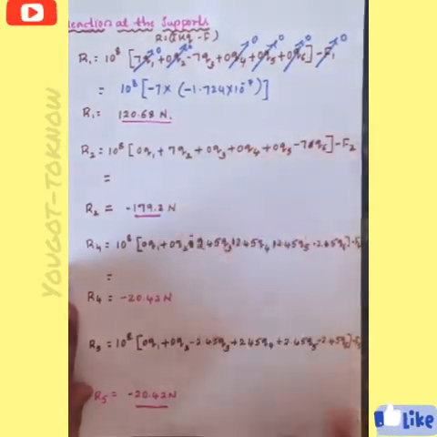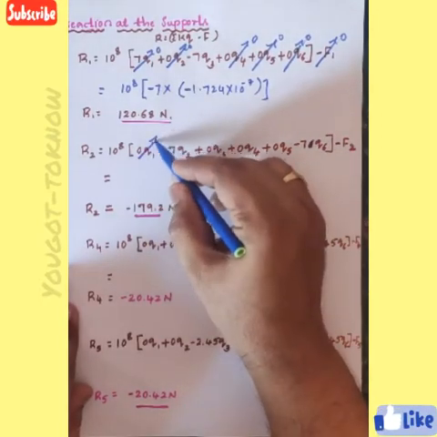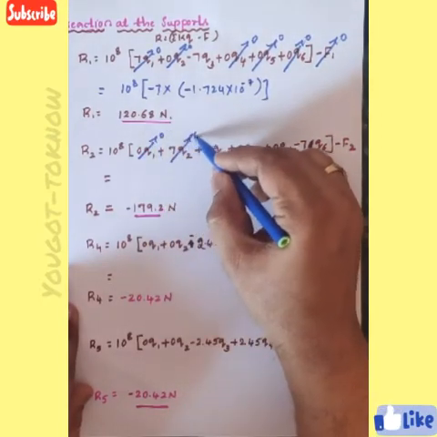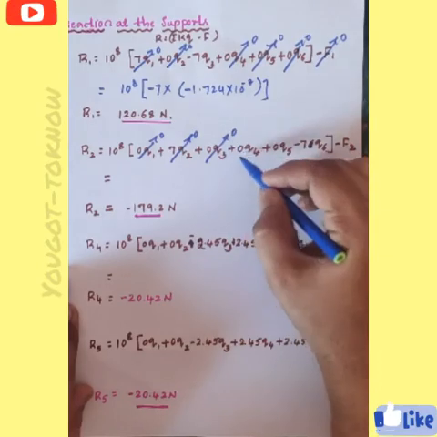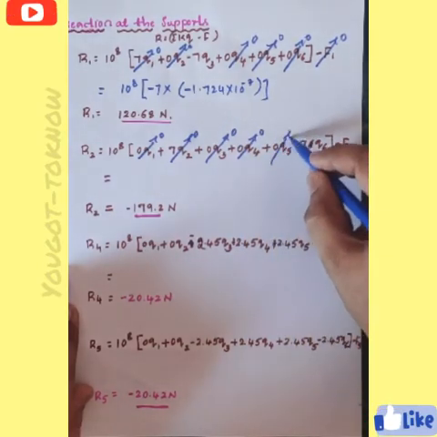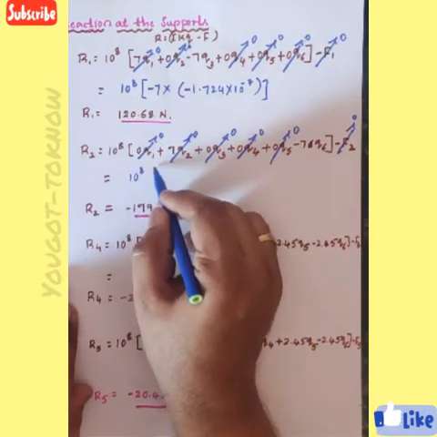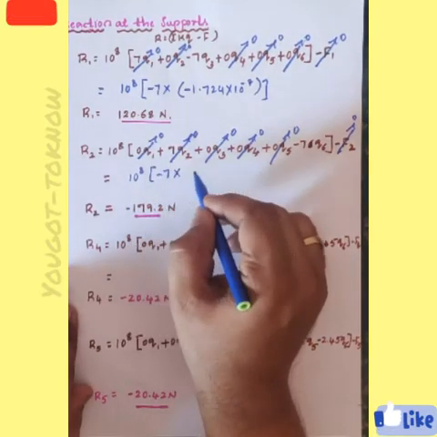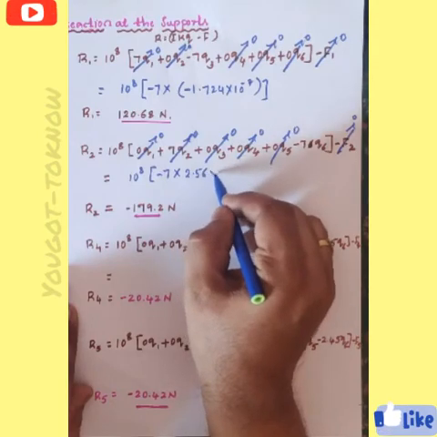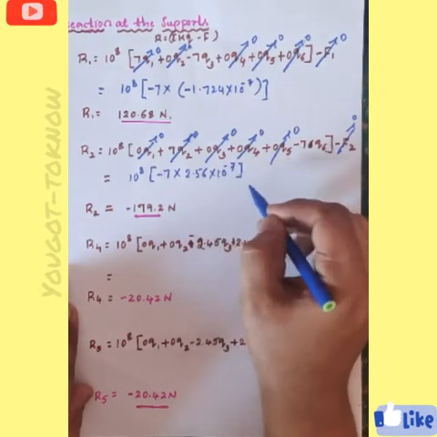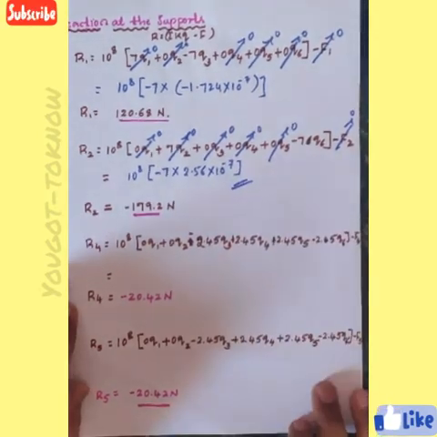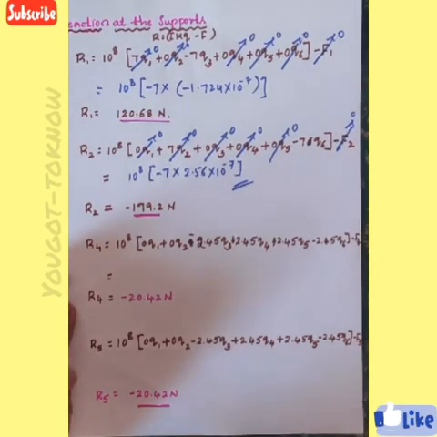Similarly, come to the next one, R2, because R2 is also eliminated. 0 into anything is 0. 7 into Q2, because Q2 is 0. Q3 is 0 into anything is 0. 0 into Q4 is 0. 0 into Q5 is 0. Then F2 is also 0 because force is not applied. Then what is the only value left? 10 power 8 minus 7 into what is Q6? Q6 is 2.56 into 10 power minus 7. You are going to get 179.2 Newton. That is at R2.